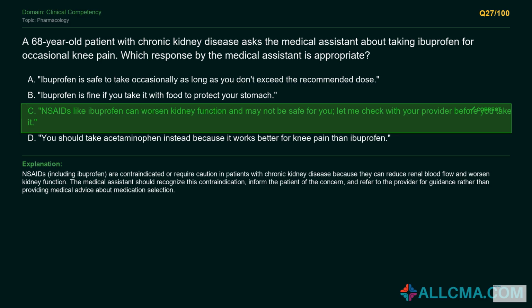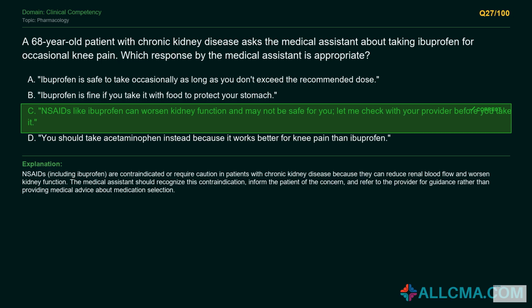The correct answer is C. NSAIDs, including ibuprofen, are contraindicated or require caution in patients with chronic kidney disease because they can reduce renal blood flow and worsen kidney function. The medical assistant should recognize this contraindication, inform the patient of the concern, and refer to the provider for guidance rather than providing medical advice about medication selection.